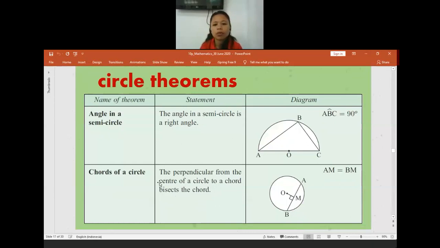This is the question about the circle theorems. Here, we are going to talk about the angles in the circle. Whenever we have an angle that is inside the semicircle, the angle will always be 90 degrees. Can you see, the angle B will always be 90 degrees as long as the line from point A to point C is the diameter.